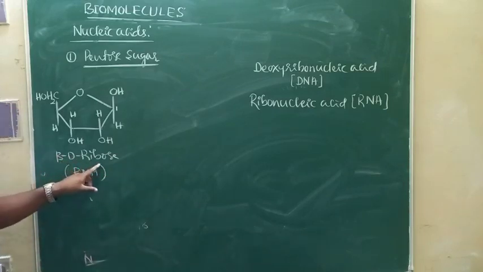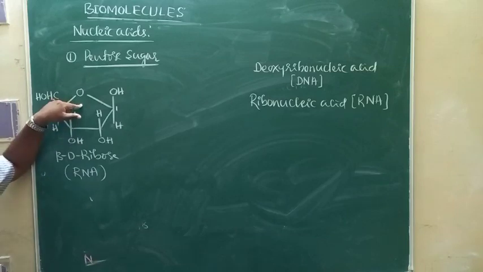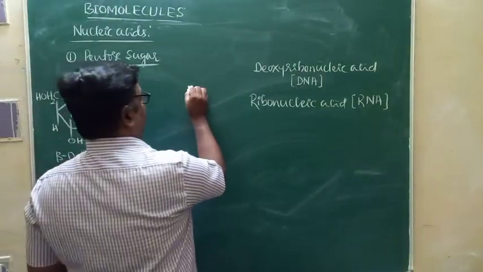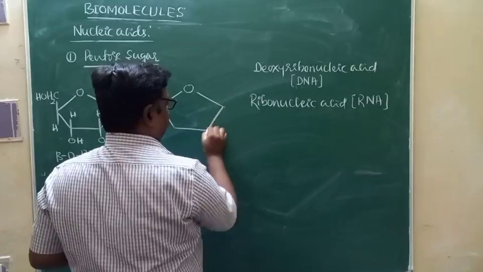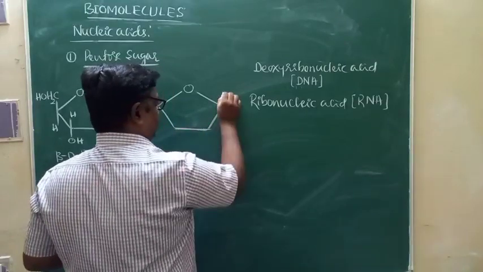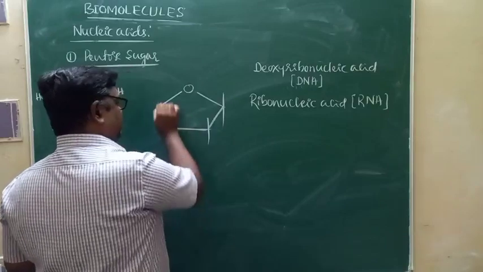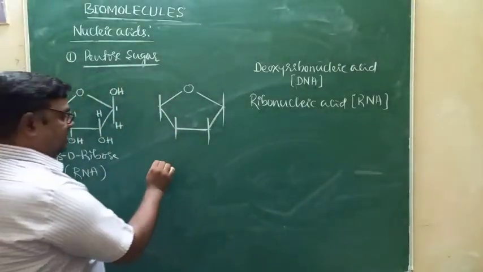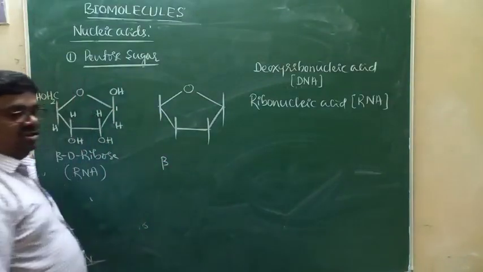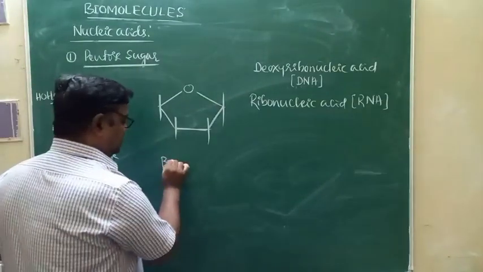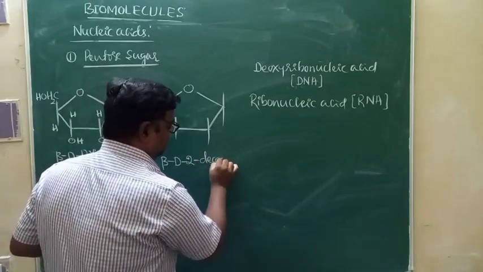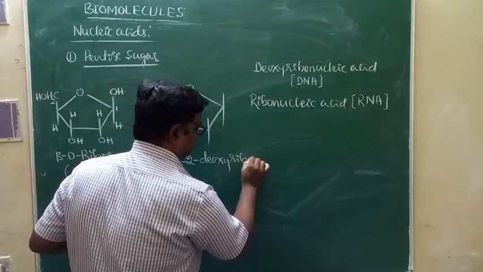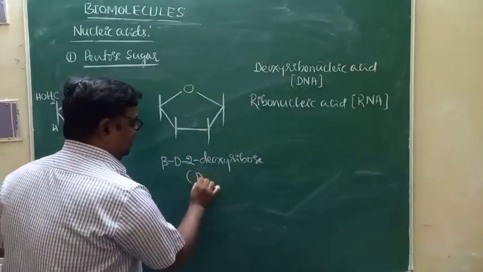RNA contains beta D ribose. This is one of the sugars present in nucleic acids. Apart from that, we have one more type of pentose sugar that is responsible for the formation of nucleic acids. It will be beta D2 deoxyribose. The second pentose sugar involved in the formation of nucleic acids is beta D2 deoxyribose. This particular sugar is present in DNA.